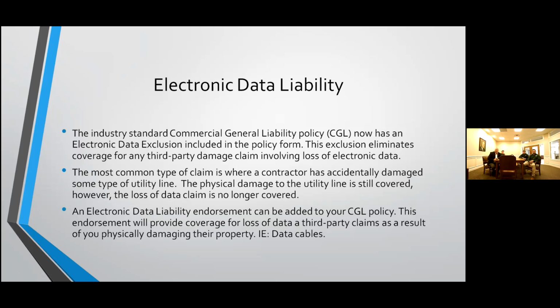The physical damage to the utility line is still covered. However, the loss of data claim is no longer covered by a regular general liability policy. There is a buyback endorsement called an electronic data liability endorsement that can be added to your CGL policy. The endorsement will provide you coverage for not only the loss of data of some third party's claim, but also the physical damage to their property. So this one is focused on the loss of data.